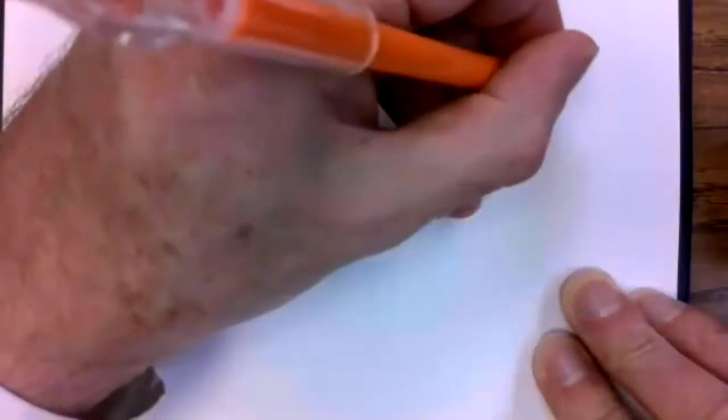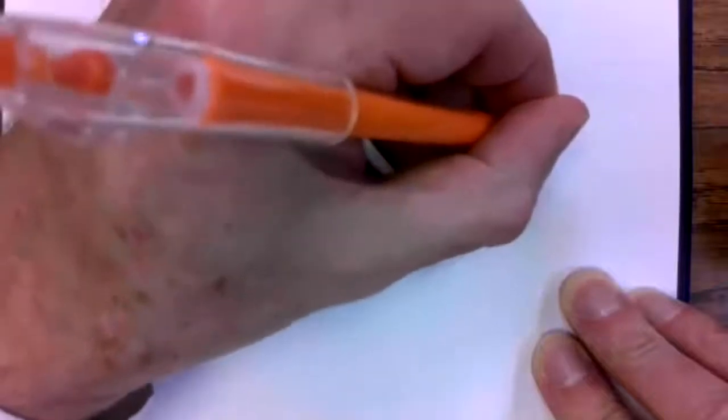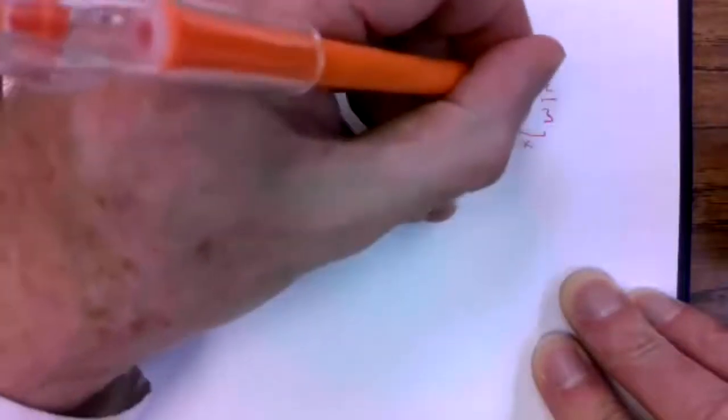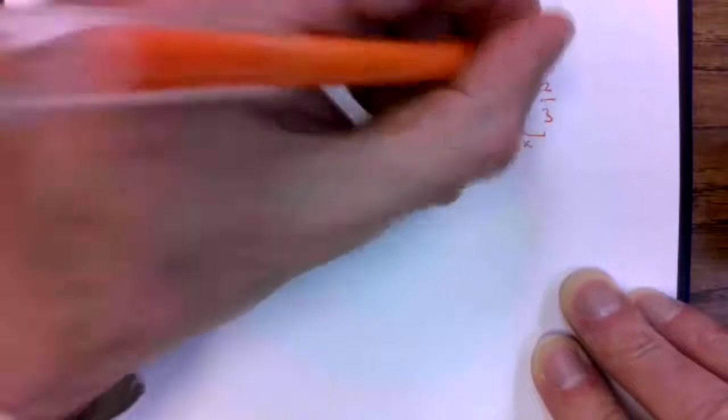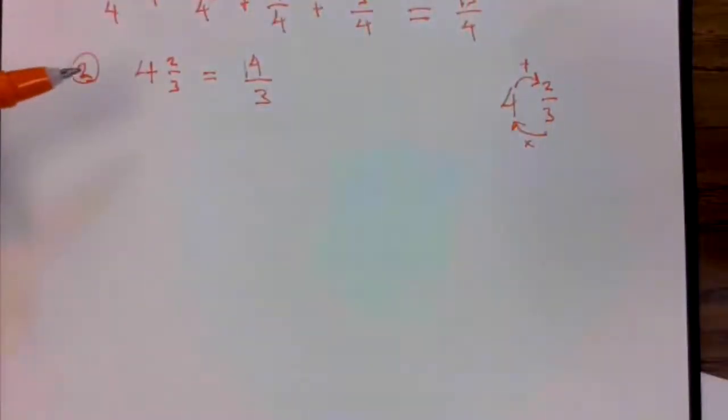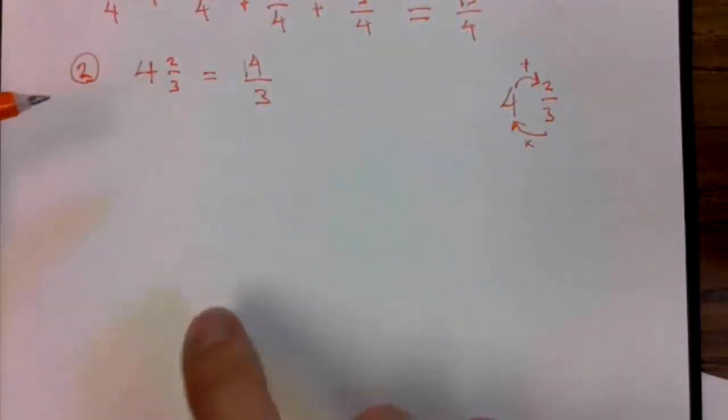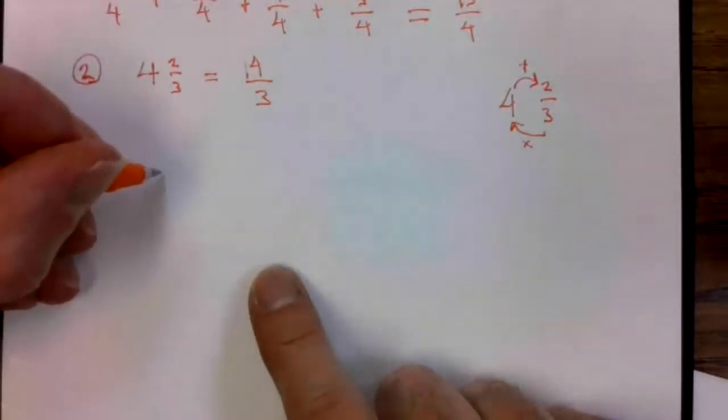Okay, so maybe as a reminder here, 4 2/3, we would multiply those, and then we would add that. Okay, but let's think about what it is we're doing.